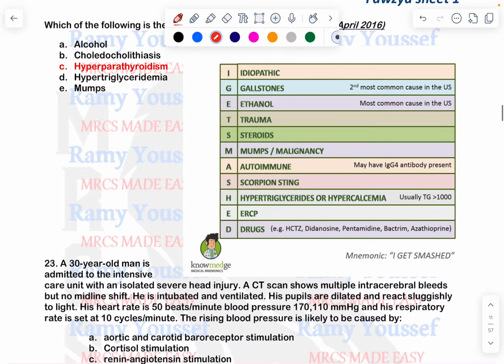A 30-year-old man is admitted to intensive care unit with isolated severe head injury. CT scan shows multiple intracerebral bleeds, no midline shift, ventilated, pupils dilated, reaction sluggish, heart rate is 50, BP is raised, so bradycardia is there, blood pressure is increased, and respiratory rate is 10. So this is Cushing's reflex, Cushing's triad. Rising BP is likely to be caused by raised intracranial tension.